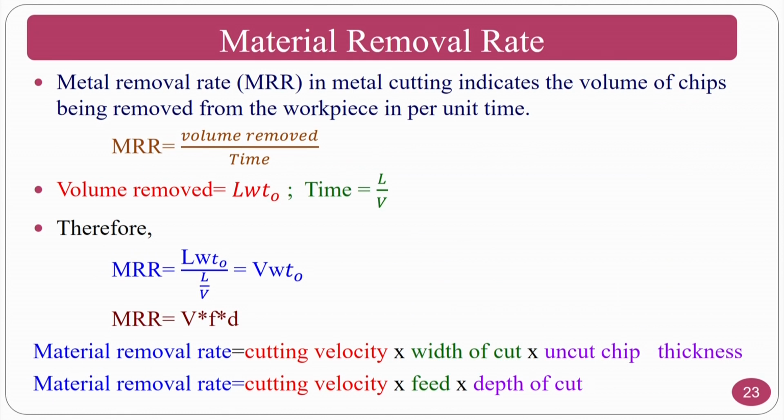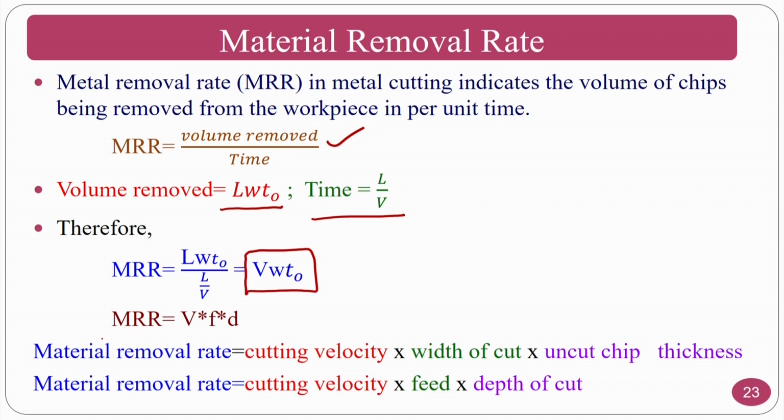So material removal, if you see it, is very simple. Material removal in metal cutting indicates the volume of chips being removed, that is, volume removed per unit time. Normally the volume removed is L W T naught, where T naught is my uncut thickness, W is my depth of cut, and L is my length. So you can write time equal to length of cut divided by the cutting velocity. If you calculate this, normally you will end up with this.